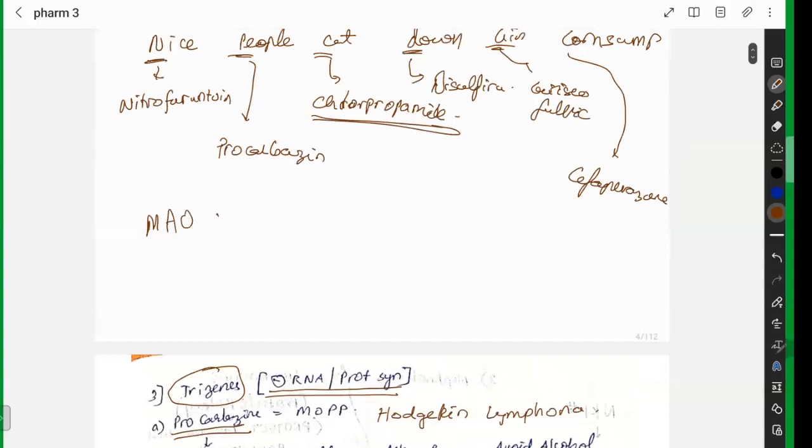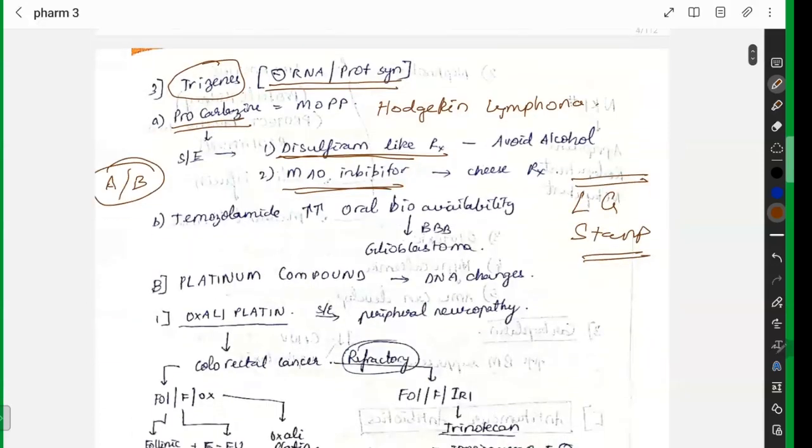MAO B inhibitor, that is going to be an anti-Parkinson drug. Do you remember? The gilines group of drugs: selegiline, rasagiline, safinamide. These are the drugs which are MAO-B inhibitors, used as anti-Parkinson drugs. Excellent, Afif. Now we are going to move towards the next group of drugs.